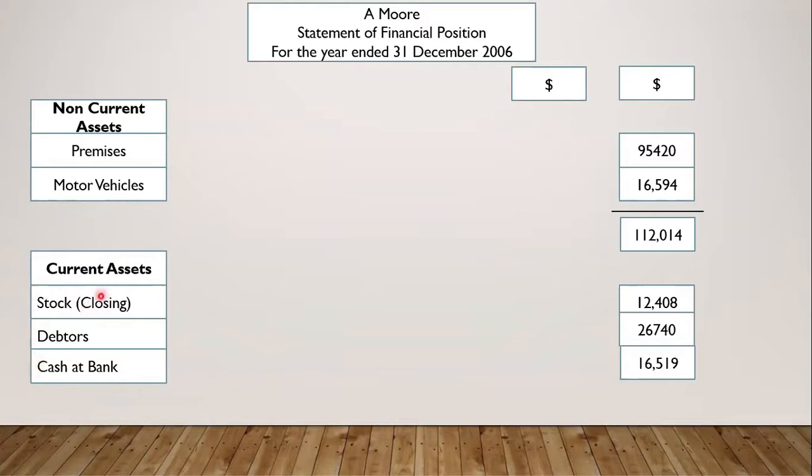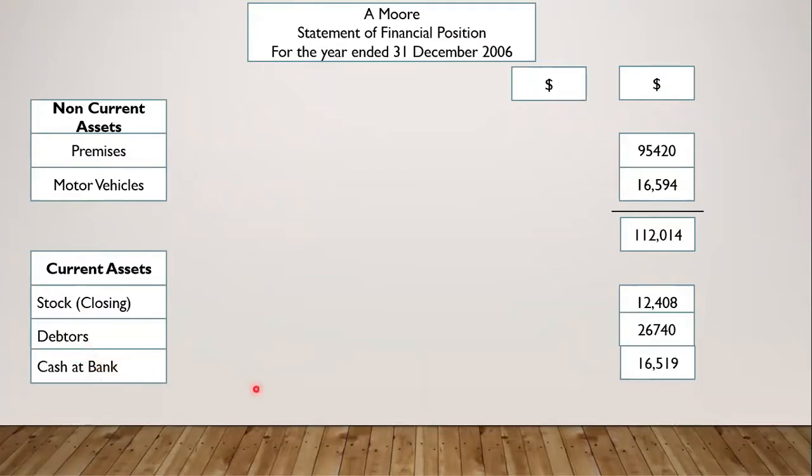Whenever you give the heading current assets, the first thing that should come to your mind is closing stock, then the debtors, so go back and look for the debtors. Then the third thing that should come to your mind is cash at bank. Go to your question, look for cash at bank. Once you memorize these, or learn them through practice, once you know all these current assets clearly and their sequence, you can quickly solve the question. It will increase your speed.